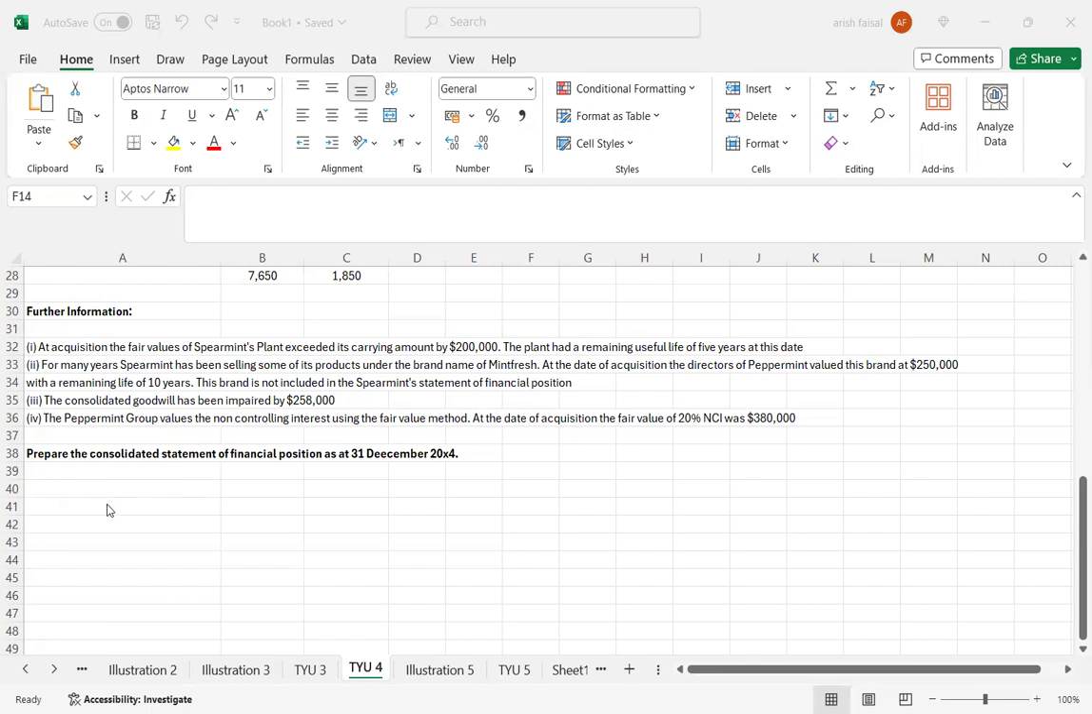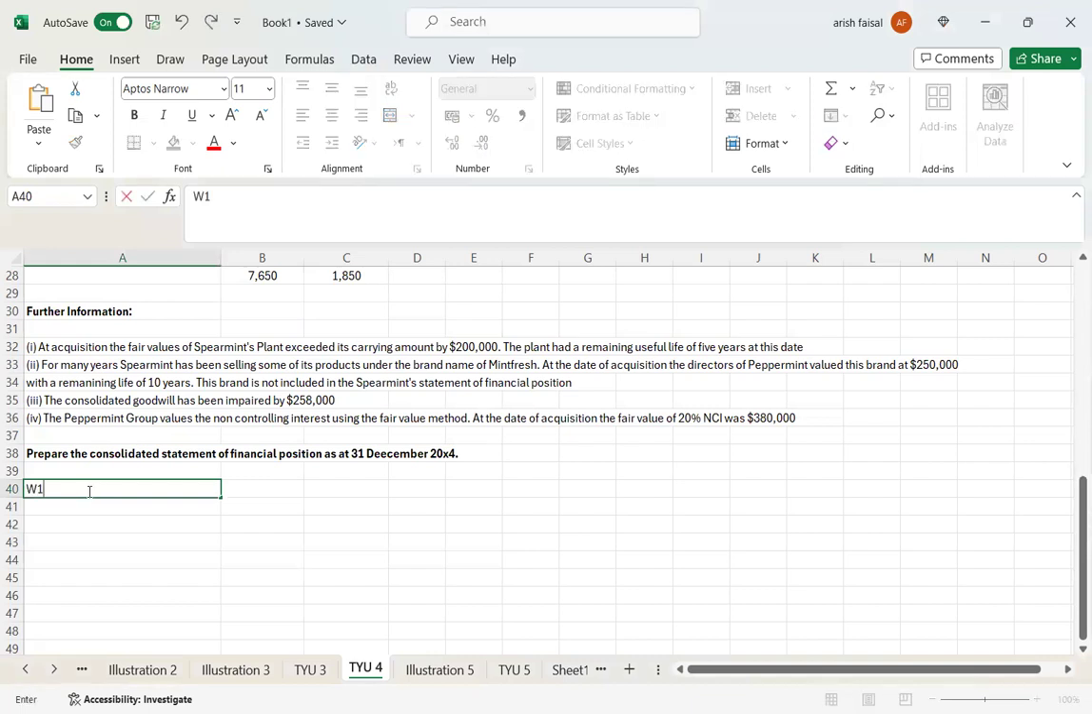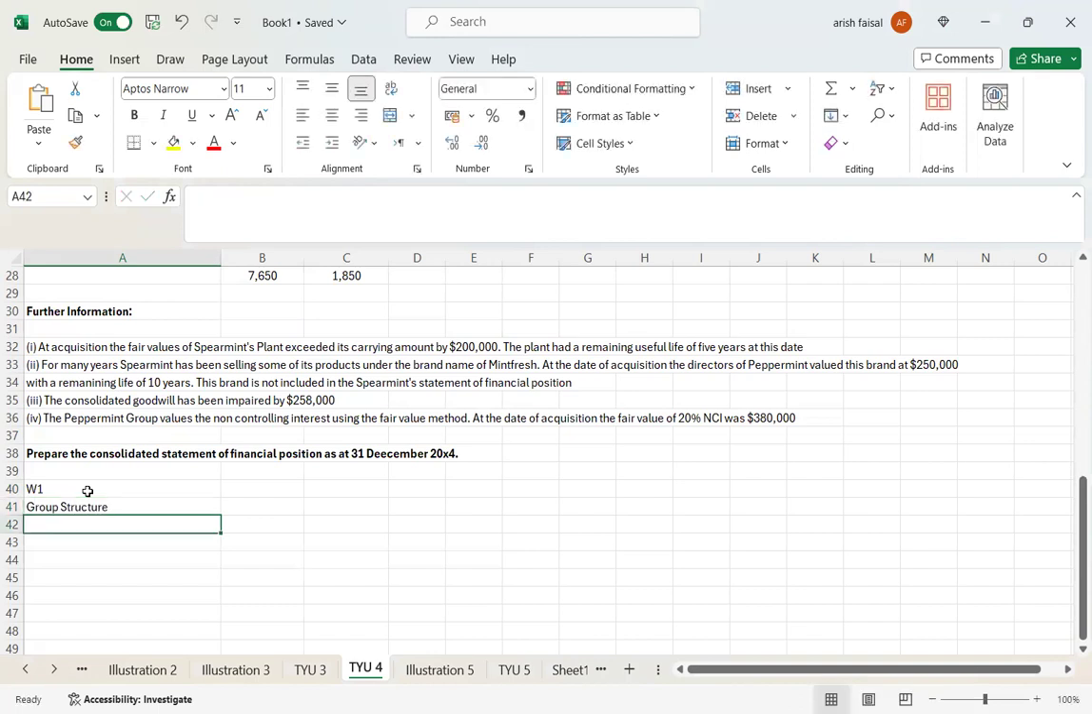Okay. And the question is to prepare the consolidated statement of financial position as at 31st December 2004. So we'll start our workings. The first working would be to prepare the group structure. Now, the group structure would not help you gain any marks in the exam, but it's very essential for you yourself to make sure that you have understood, and it helps you to lay out your workings properly.